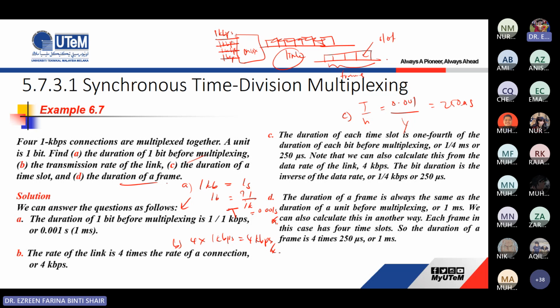Just now we calculated the duration of one time slot, so it is 250 microseconds. The duration of the frame actually equals T. So for question D, this equals T, which is 0.001 second. Or, because you already know that one slot is 250 microseconds, you can also calculate it as 250 microseconds multiplied by 4. So you will get back T equals 0.001 second.